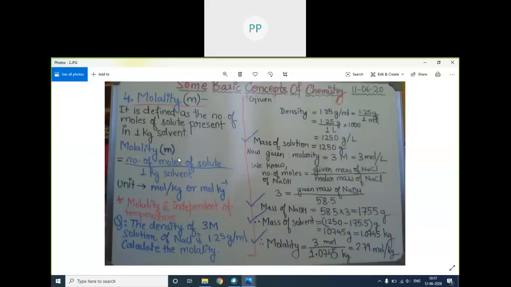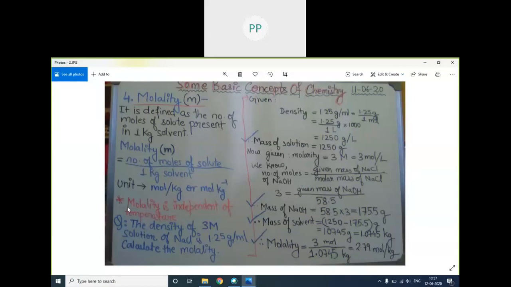Hence, the unit of molality will be number of moles per kg. So mole per kg is the unit, or you can write mole kg inverse. Molarity, one more difference between molarity and molality.